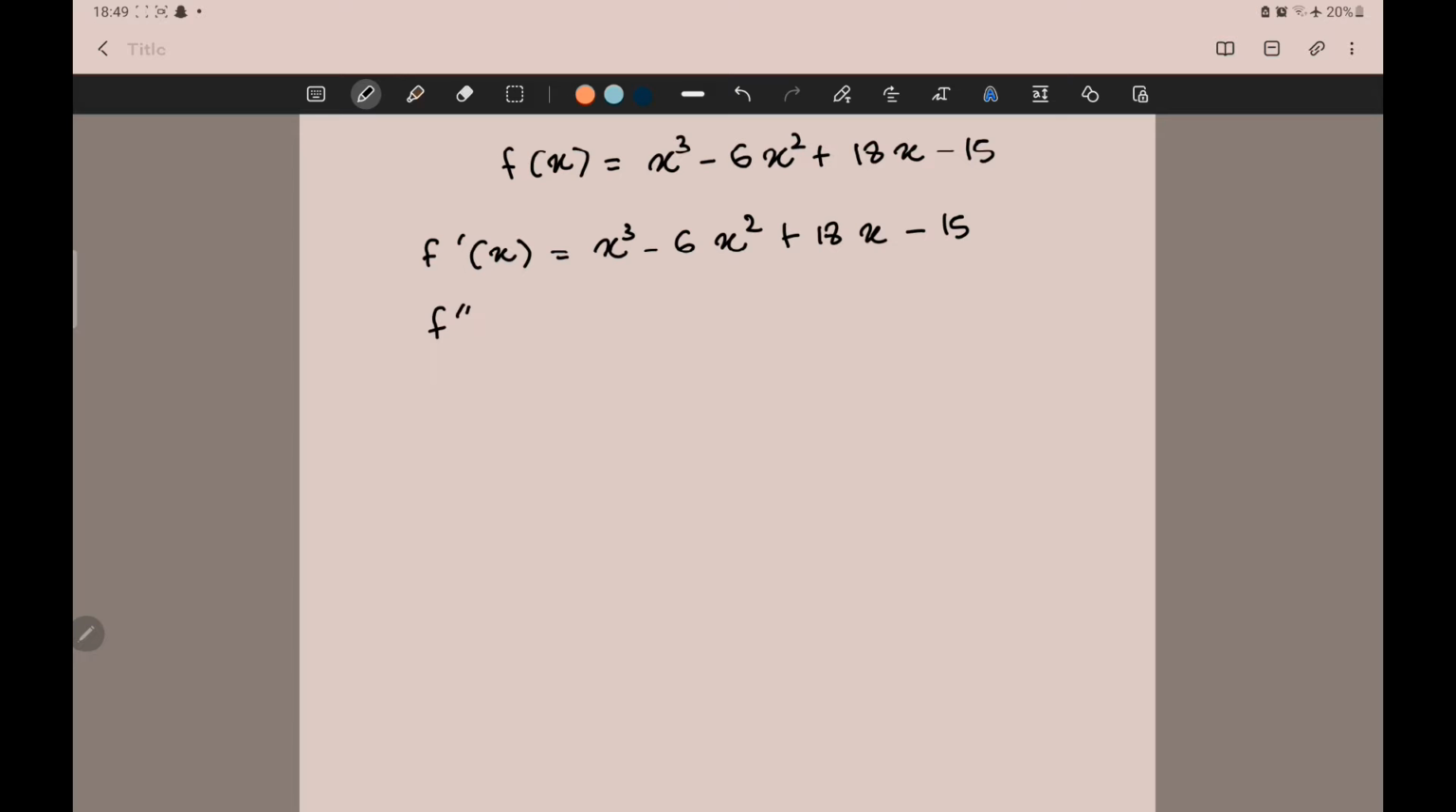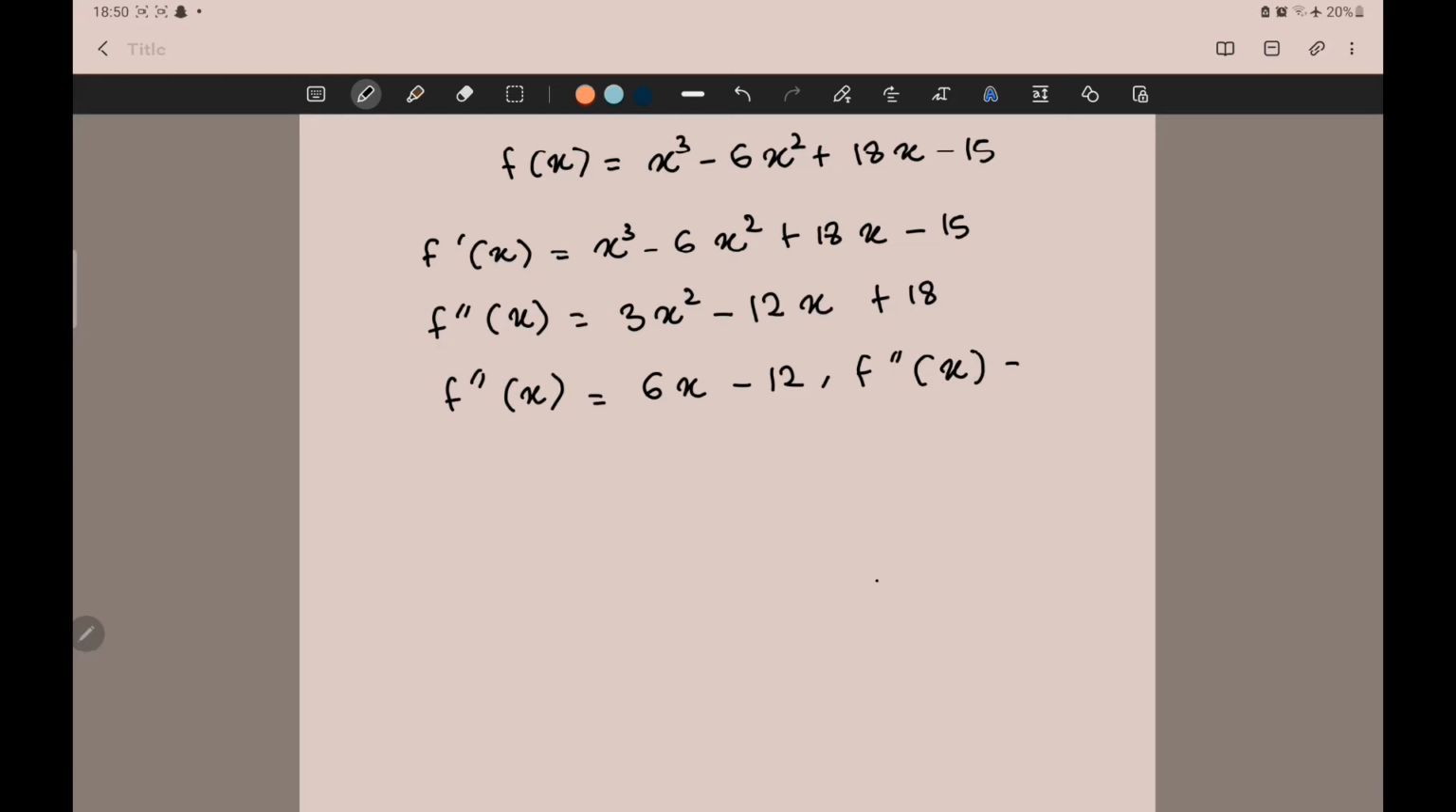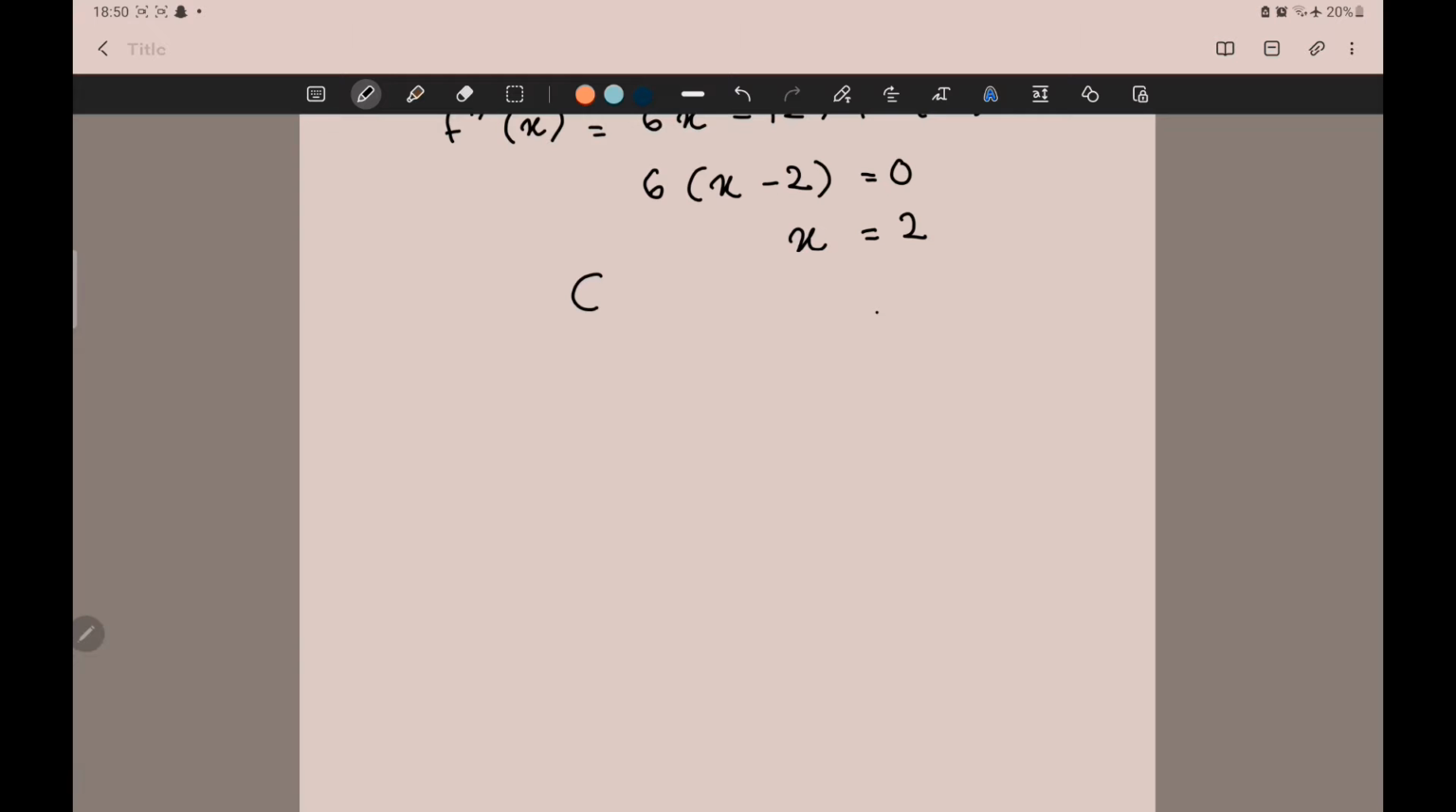The solution is, first, we use the first derivative and we get 3x squared minus 2x plus 18. Next, we use the second derivative to determine whether the function is concave upward or concave downward. We get 6x minus 12 and we set f''(x) equal to 0. So, we can solve and get x equal to 2. And the intervals are negative infinity to 2, and 2 to infinity.